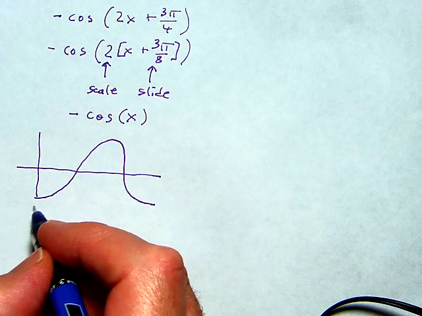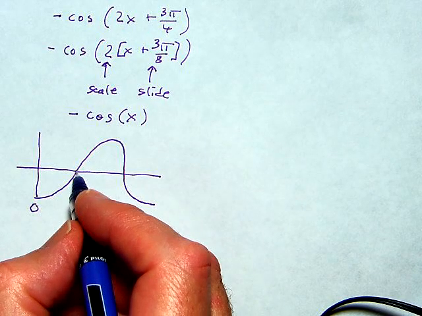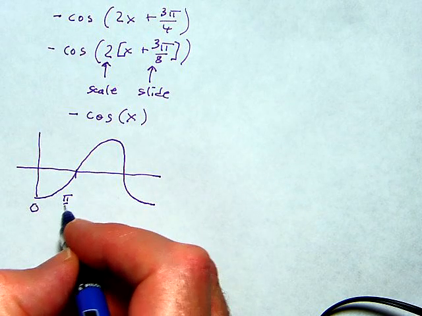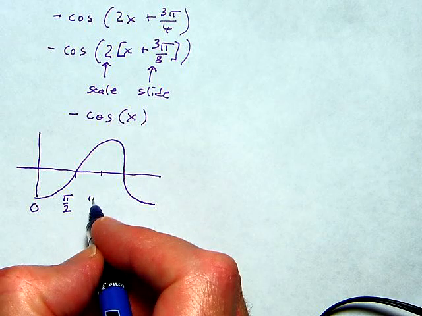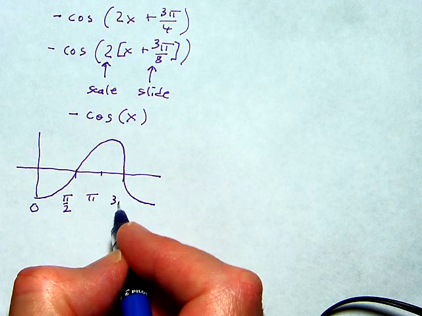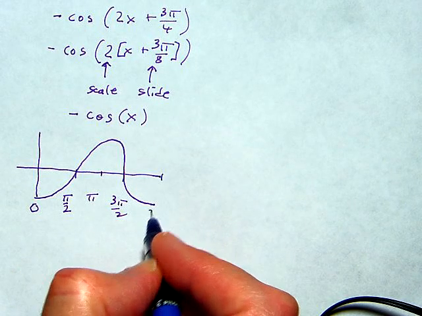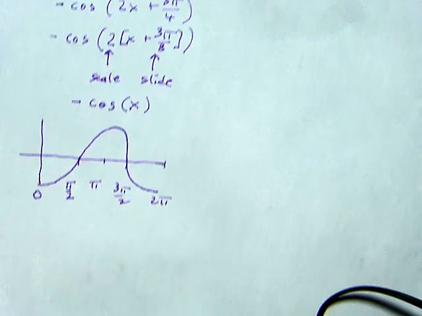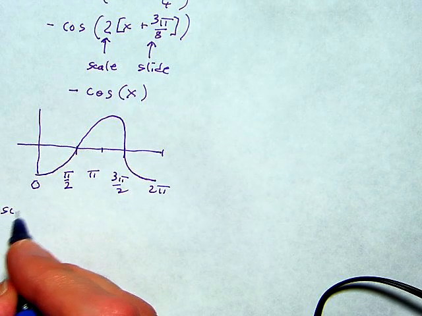Okay, and we've got 0 here, pi over 2, pi, 3 pi over 2, and 2 pi. Okay, and the first thing I'm going to do is scale.